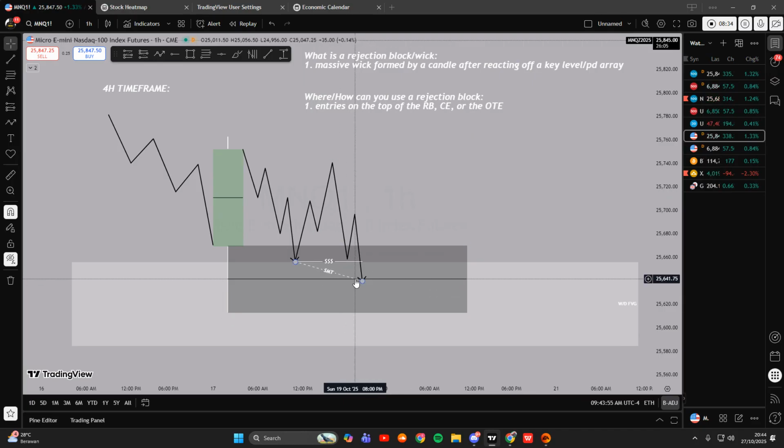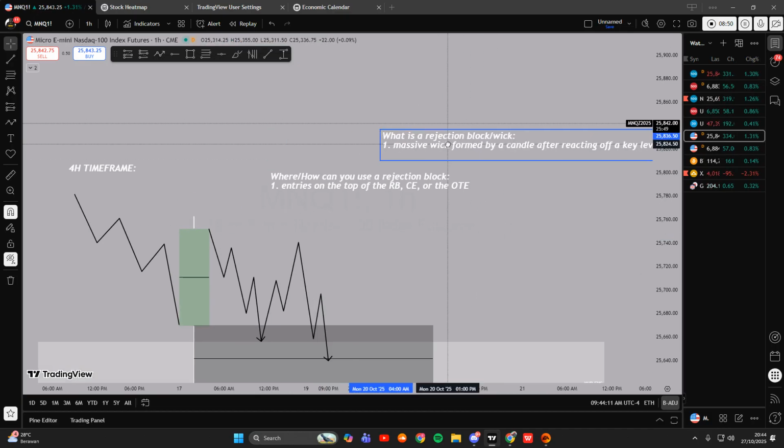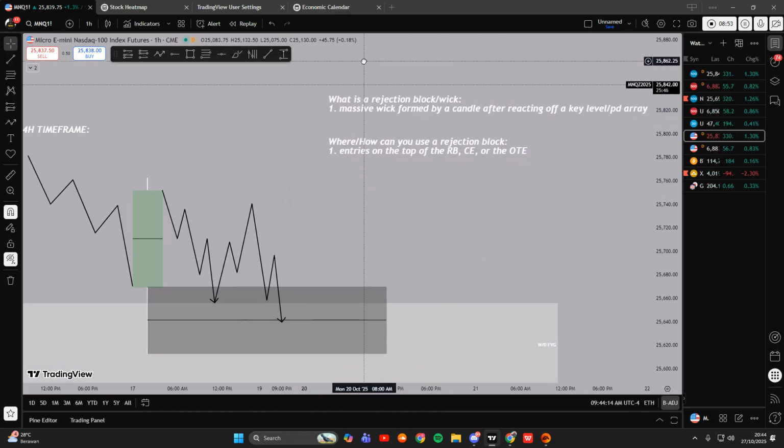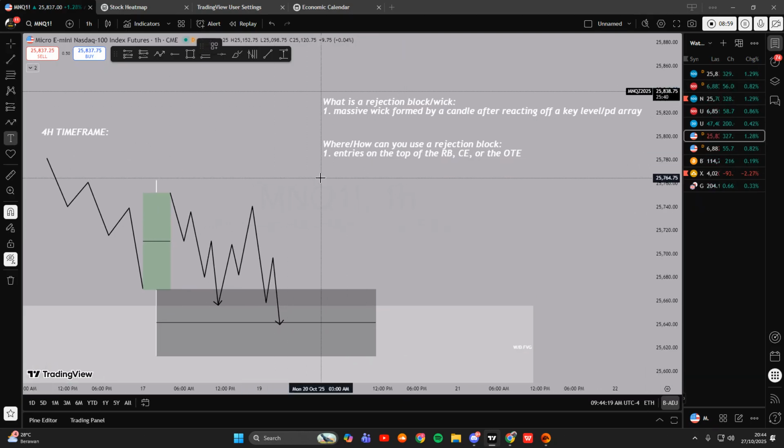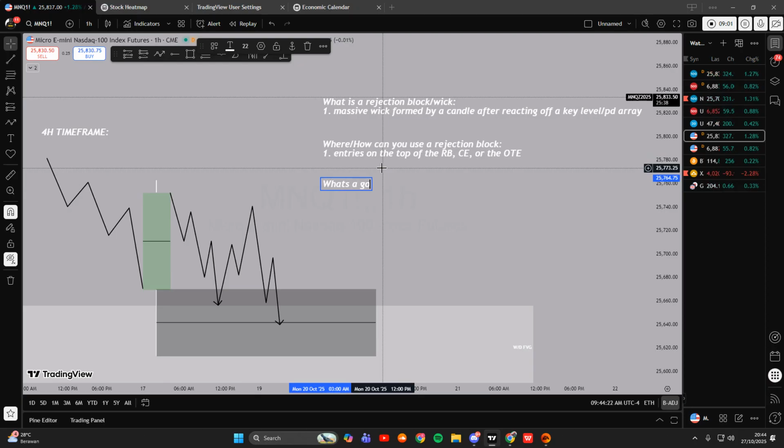So this is what you want in a high probability rejection block: engineered liquidity. So what's a good form of engineered liquidity? Let me just type it out actually. Okay, first of all, what is engineered liquidity?